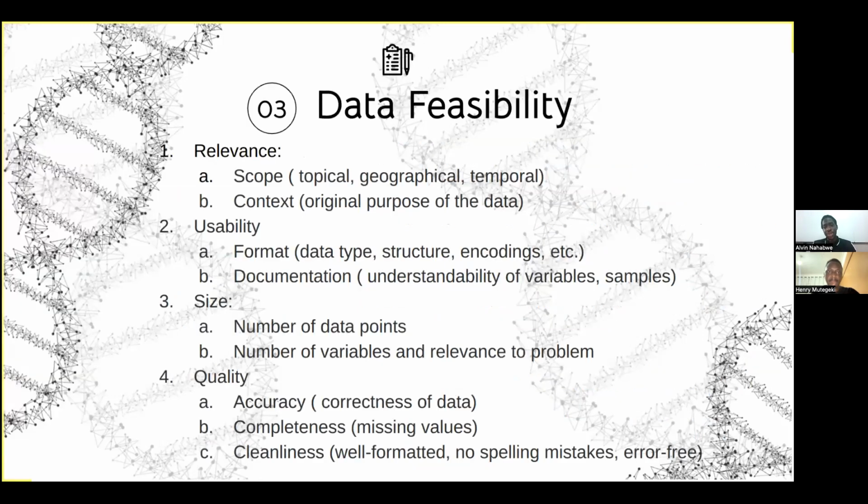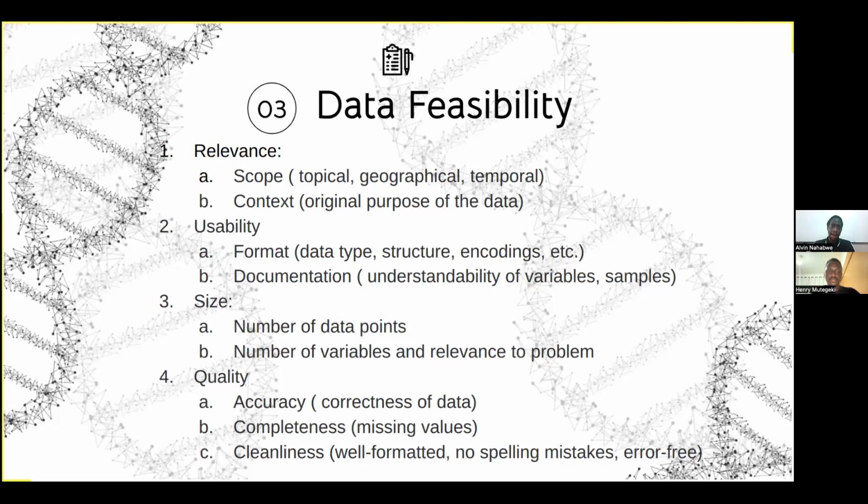The reason why we chose this data set stems down to, one, the relevance in terms of its scope and context, especially to our use case. Two, its usability, how the data is structured and the documentation that supports the understandability of this data. Of course, the size, if there are a sufficient number of data points to be used for our use case. And the quality of the data in terms of accuracy and completeness, in terms of missing values, and so on and so forth.